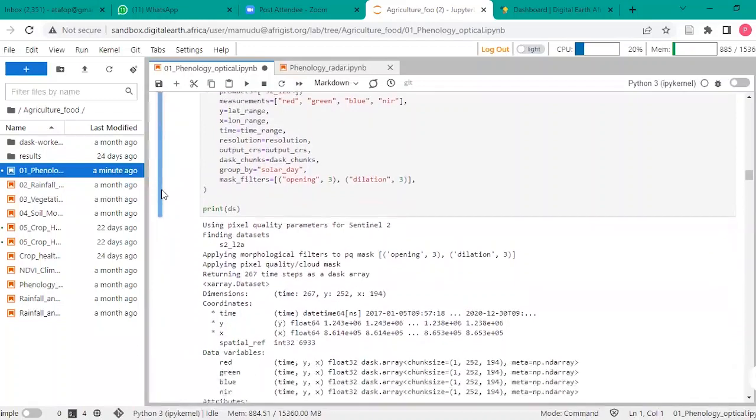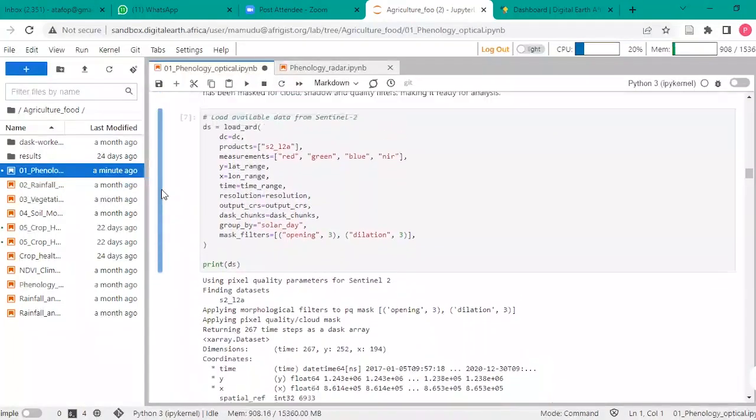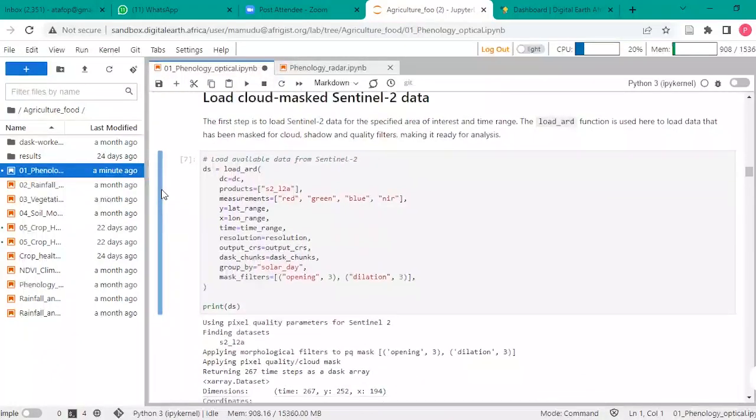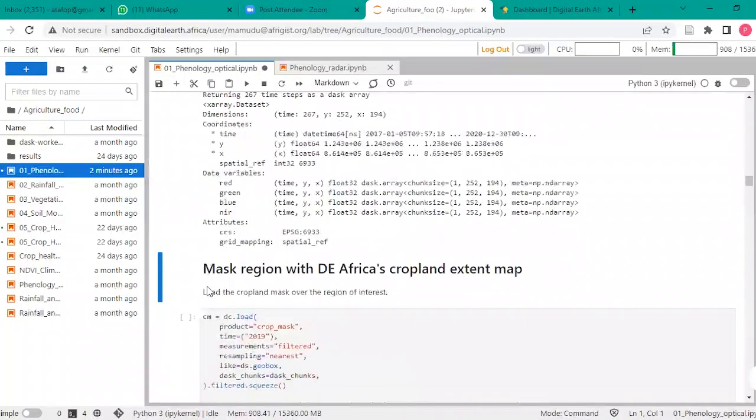Now remember, we are loading in images from between 2017 to 2020, as that is the time range we're working with. So we have dimensions of time stamps of 267, given these X and Y values, right?